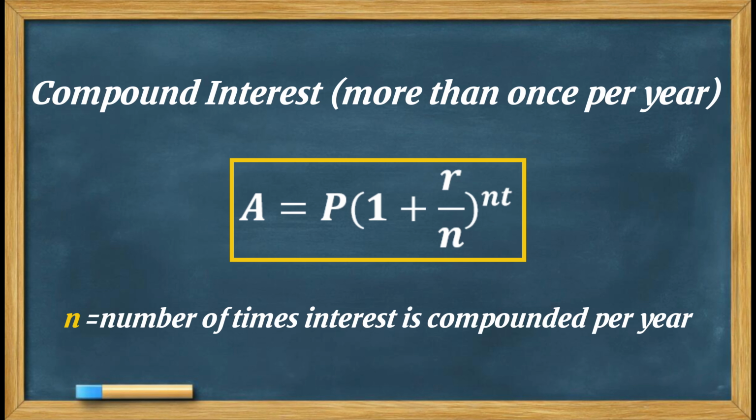This is the most powerful interest formula. Use it when interest is compounded more than once per year. If you see monthly, quarterly, or daily, this is the only correct formula.